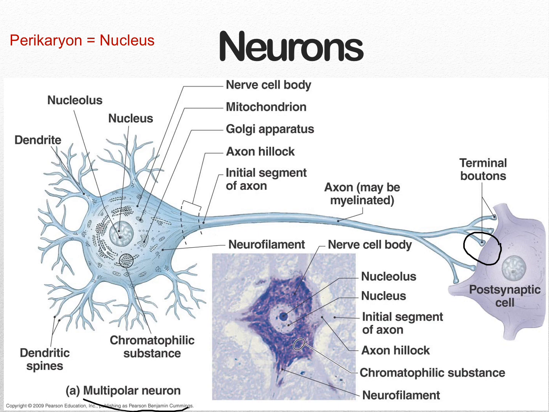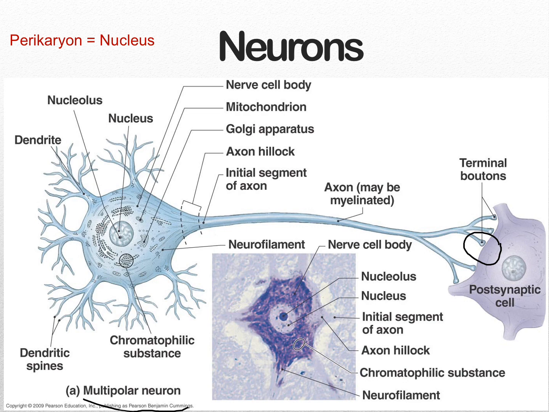Okay, if we start moving down towards the axon, we're going to see a little piece of segment called the axon hillock, excuse me. And that is a place where we're going to stimulate what's called the axon potential.